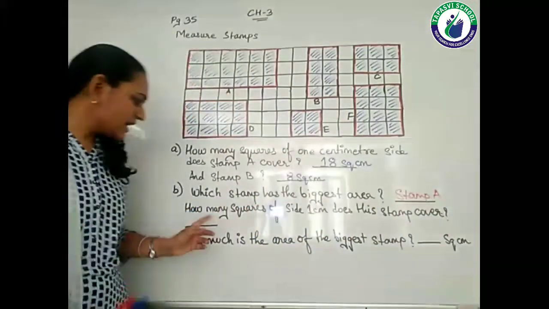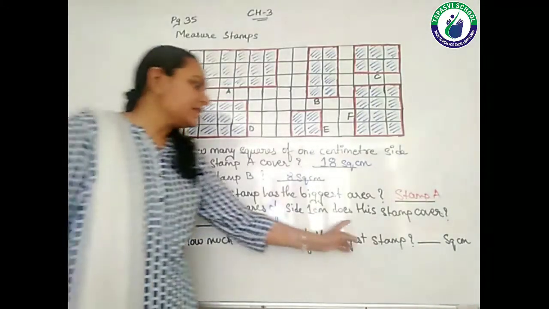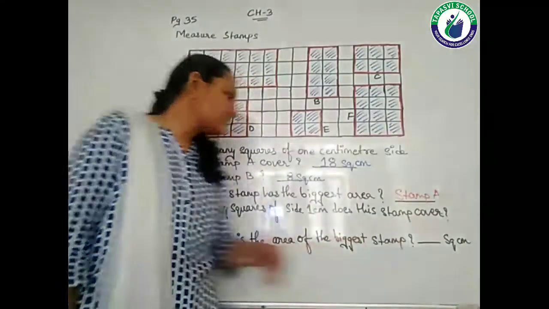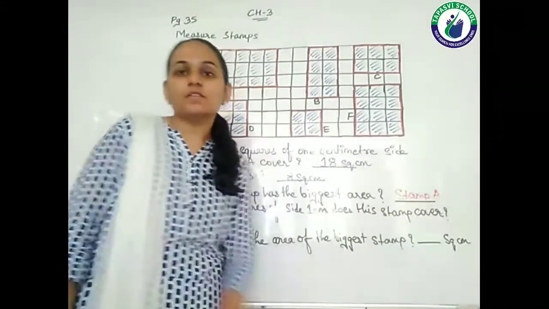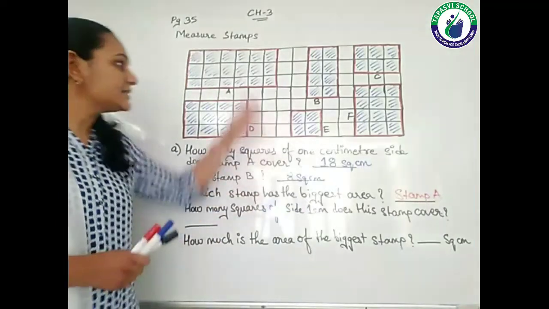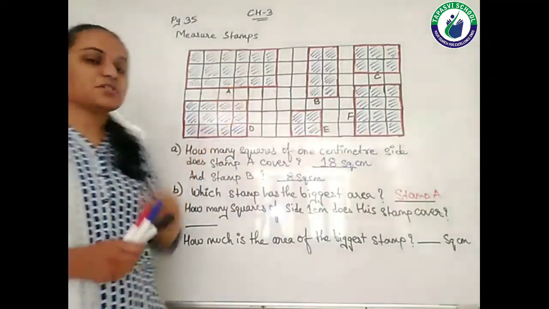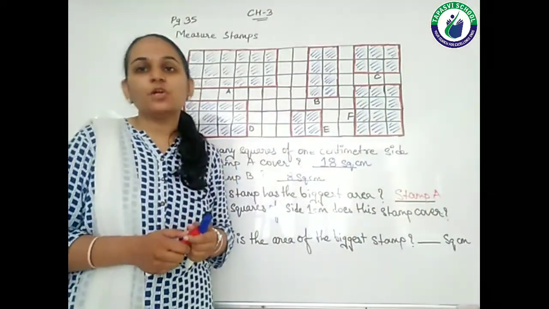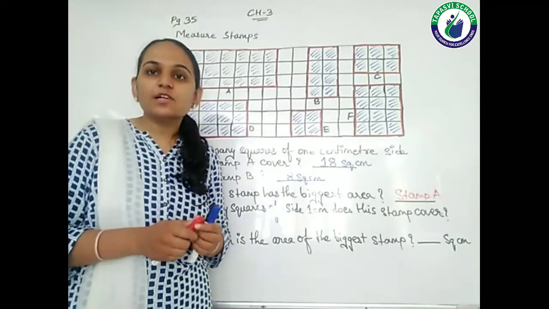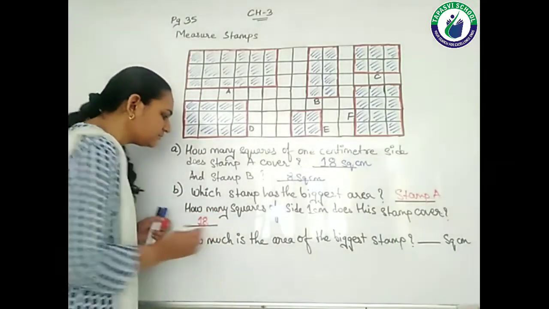Next question is, how many squares of side 1 centimeter does this stamp A cover? So how many squares are being utilized in A, students? How many squares are there of 1 centimeter side? Total 18 are there. If the area is coming as 18, obviously the squares will also be 18. So here I am writing the answer 18.